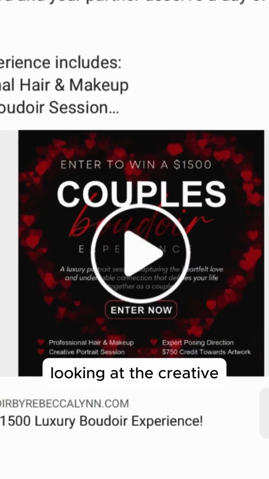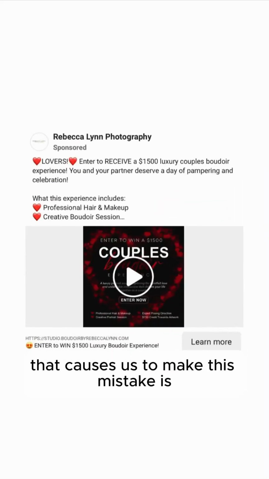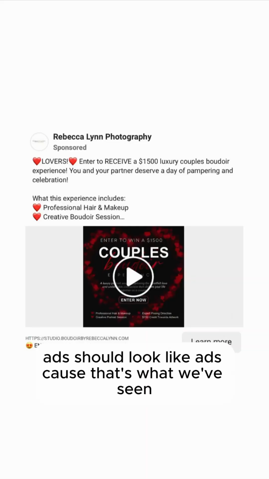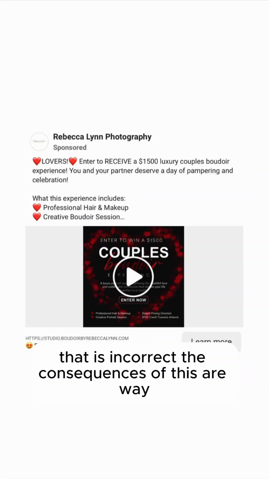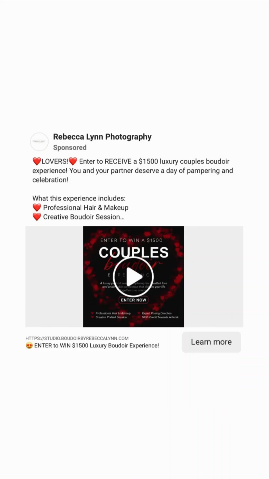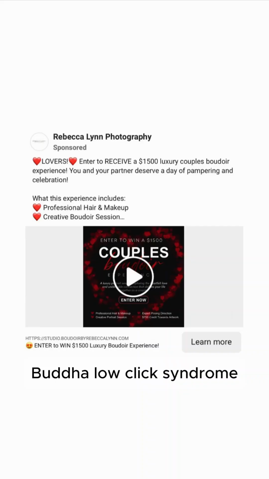Looking at the creative, this looks like an ad mistake. The false belief that caused us to make this mistake is we believe that ads should look like ads because that's what we've seen. Other ads on Facebook look like ads. That is incorrect. The consequences of this are way more women scrolling by our ads than necessary, and pulling our unique CTR under 6%, contributing to BLCS, Boudoir low click syndrome.